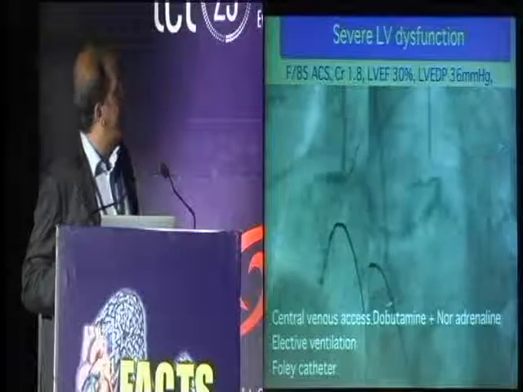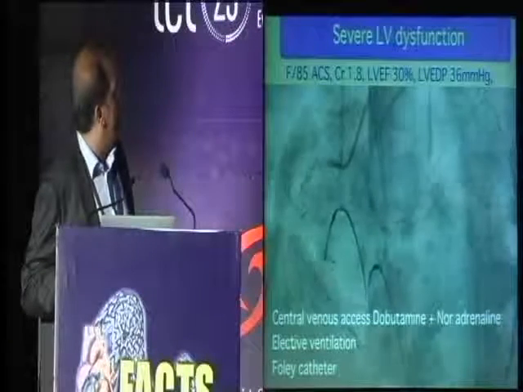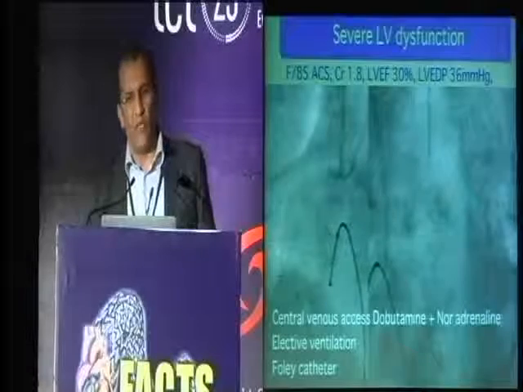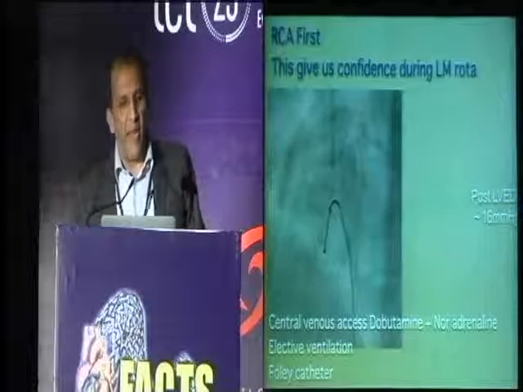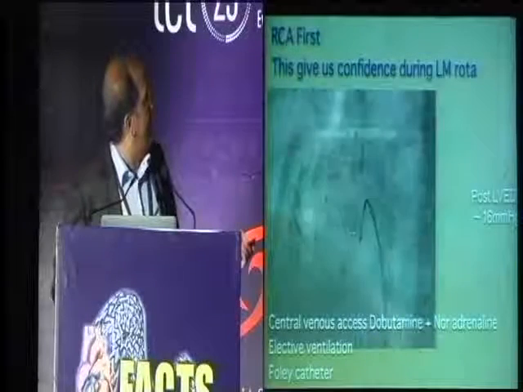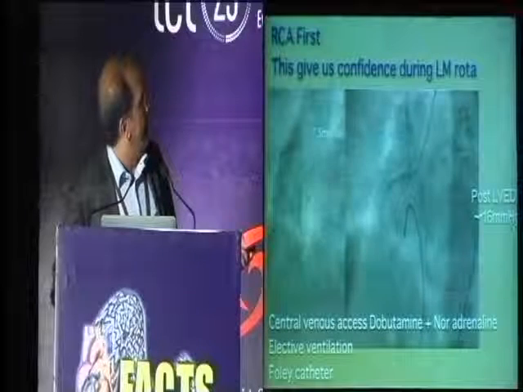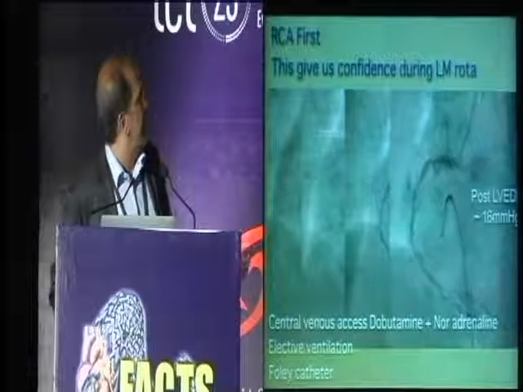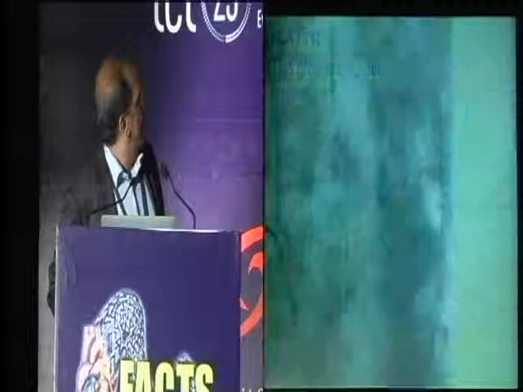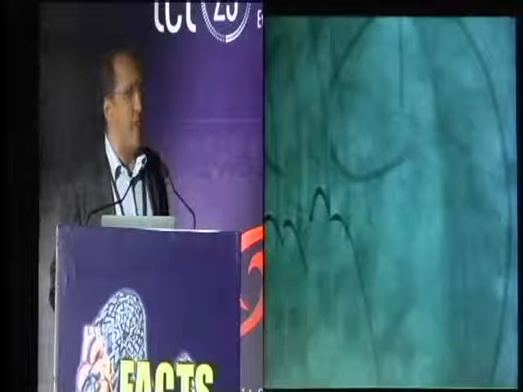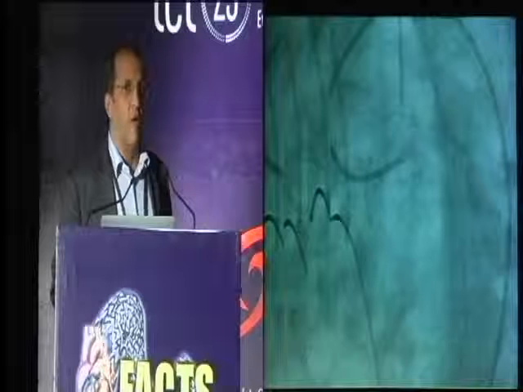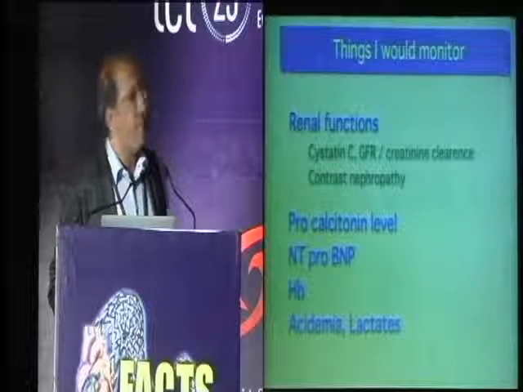What we do is we give them dobutamine and noradrenaline, electively ventilate, put a Foley's catheter in all these patients, and then we plan a rota to the right systematically. Once we've done that, you realize that the end-diastolic pressure comes down. We go ahead in the same sitting and do the left main with a rotational atherectomy, complete it with a great result. And these patients do well. We're looking at almost 40+ patients now with the same methodology.